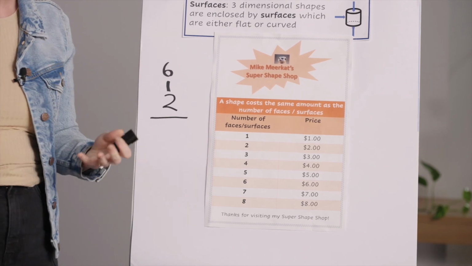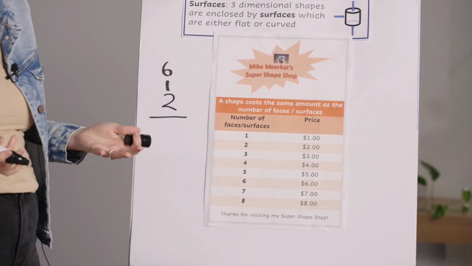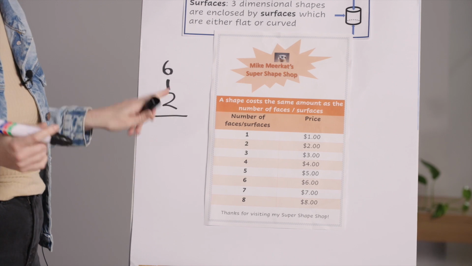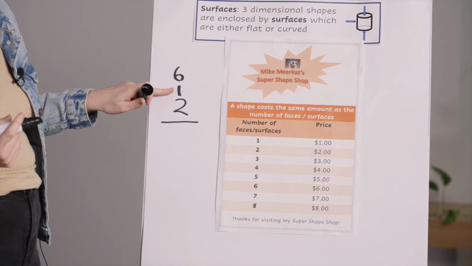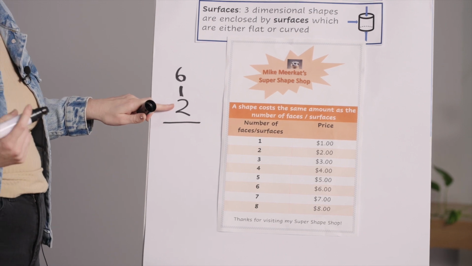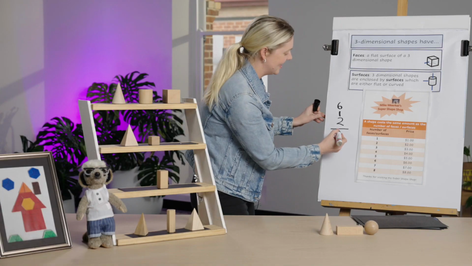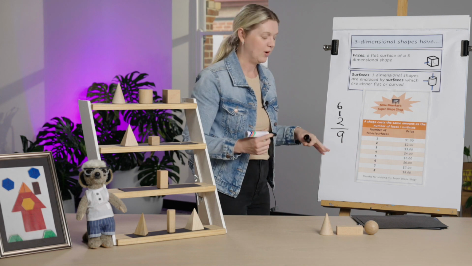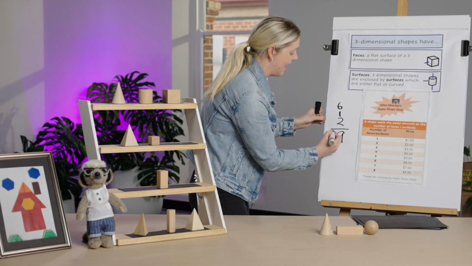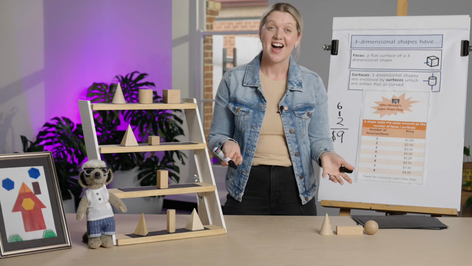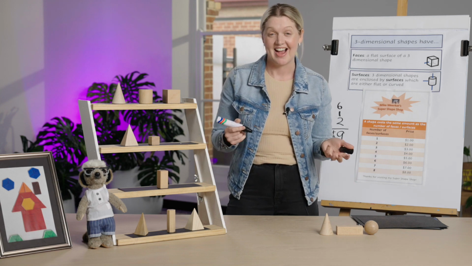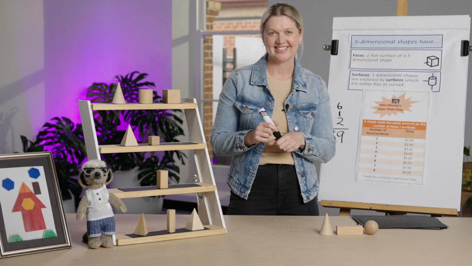Okay, now what's our total? How am I going to find that out? That's right, add them all together. 6 and 1 is 7. 7 and 2 more is 9. Now, we're talking about dollars, so our total for these 3 shapes is $9. So that's how much money I need for those 3 shapes.